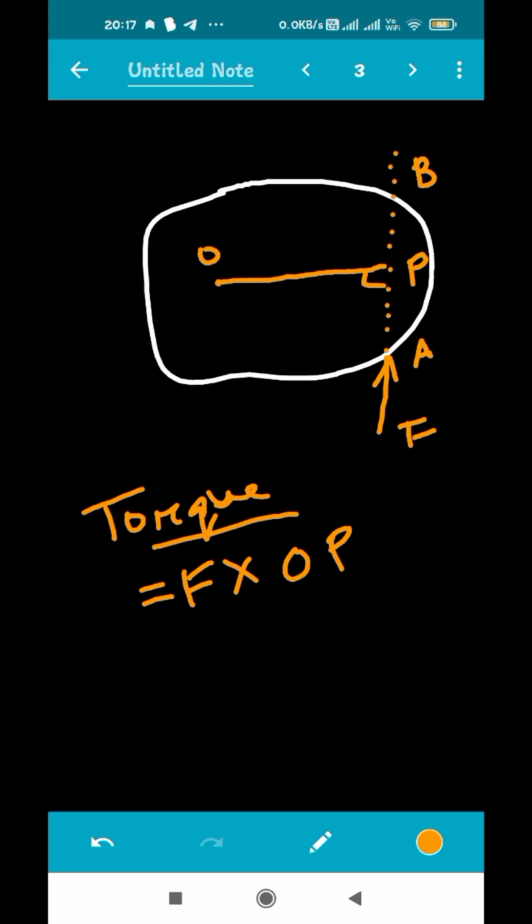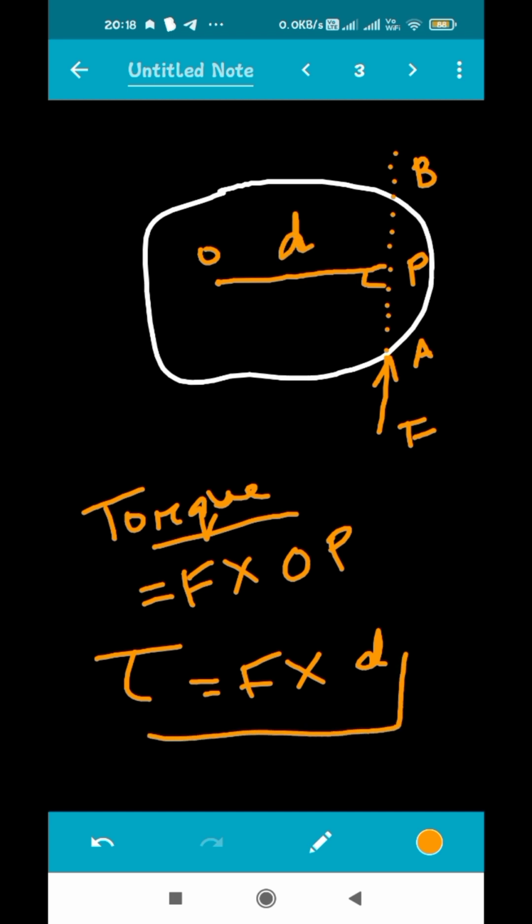So torque is also written using the symbol tau. So tau is equal to force into perpendicular distance. Let me term it as small d. So force into d is equal to the moment of force or torque. I hope now using the diagram it is much clearer.